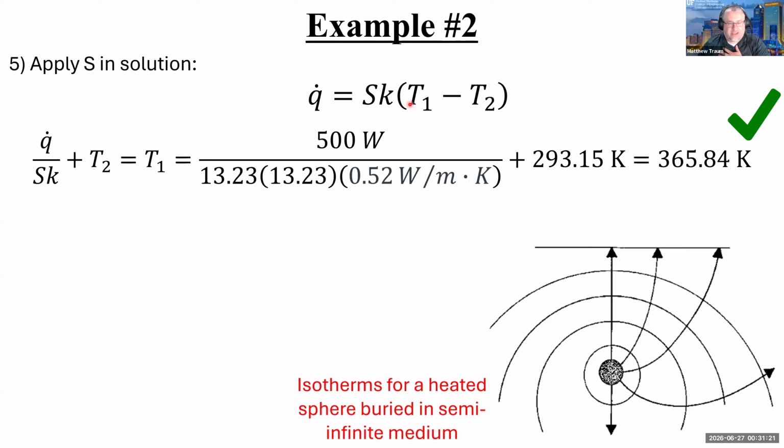So I'm going to rearrange this thing to solve for T1. I'm going to divide both sides by S over K, right? So there's S over K. I'm going to add T2 to both sides. So here's T2 showing up on the other side equal to T1. And now I've got it all set up so that I can solve for T1. So I'm going to plug in my values. I was told in the problem statement that the thing is basically dissipating. This is like a nuclear football. It's dissipating 500 watts. Let's see.